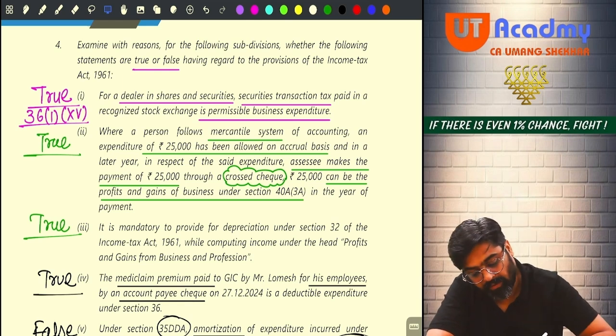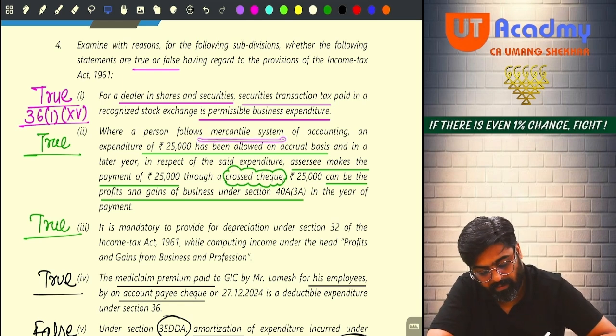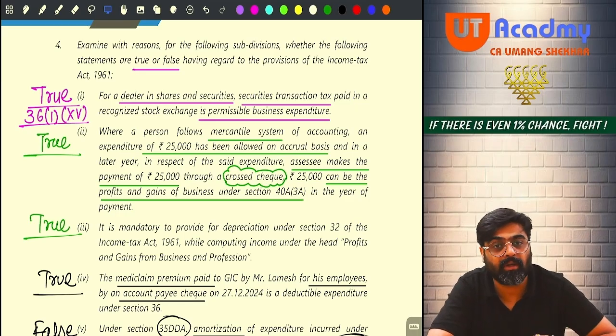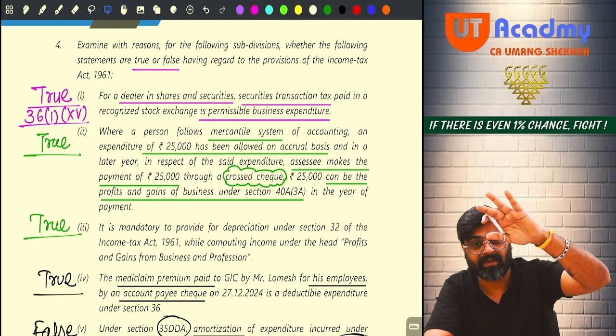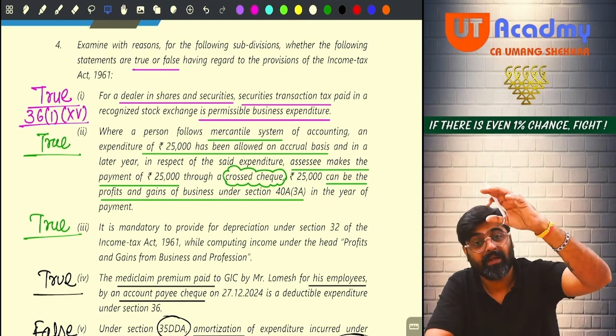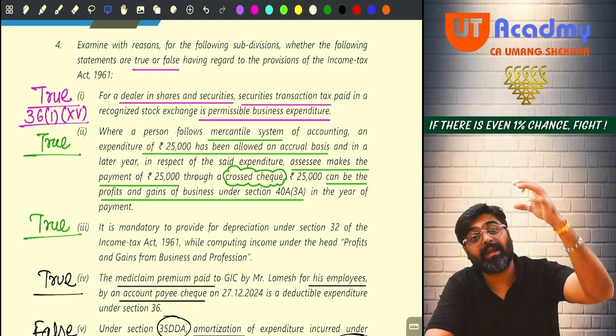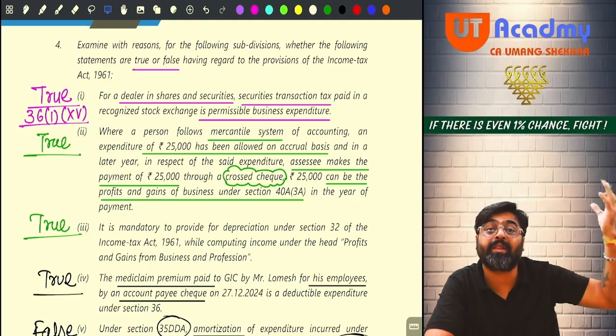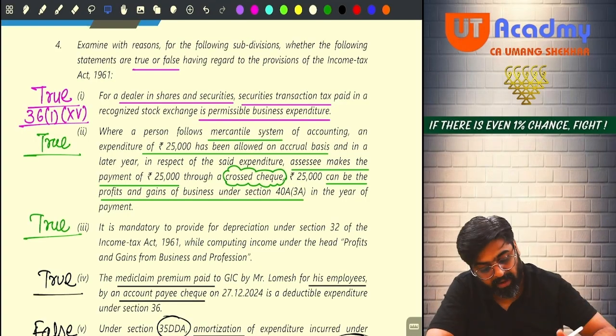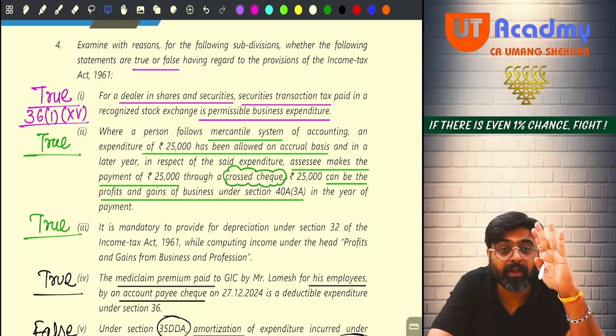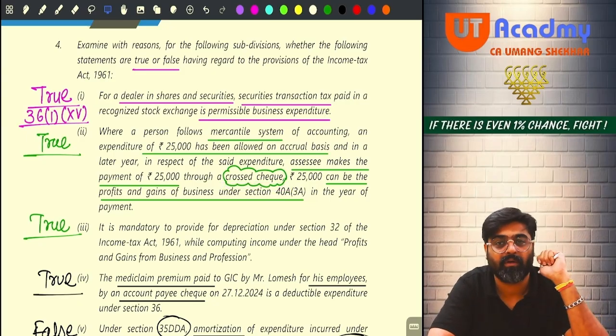Yes or no? Next one, where a person follows mercantile system of accounting, an expenditure of 25,000 has been allowed on accrual basis. Oh, you are following mercantile system of accounting. There was some expenditure of 25,000 which was allowed on what basis? Due basis. Okay. And in the later year, in respect of the said expenditure, assessee makes a payment of 25,000, payment of more than 10,000. The expenditure was 25,000, meaning more than 10,000. That entire expenditure was allowed. Now that entire expenditure of 25,000, which is more than 10,000, later on it was paid by a mode which is not a specified mode. Cross check is not a specified mode.